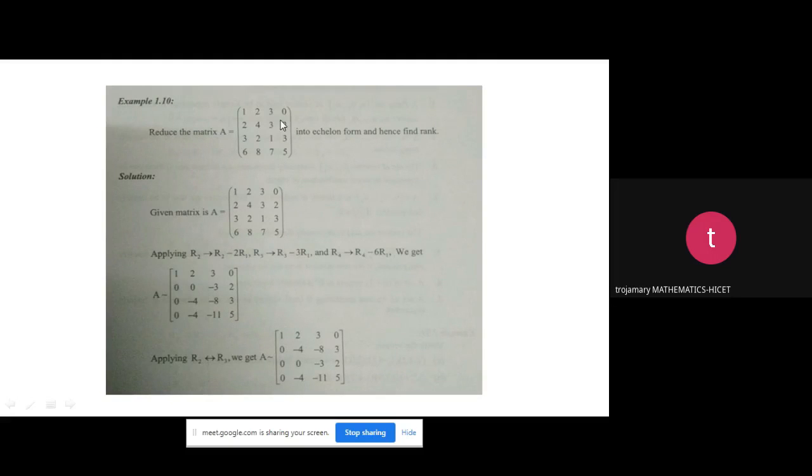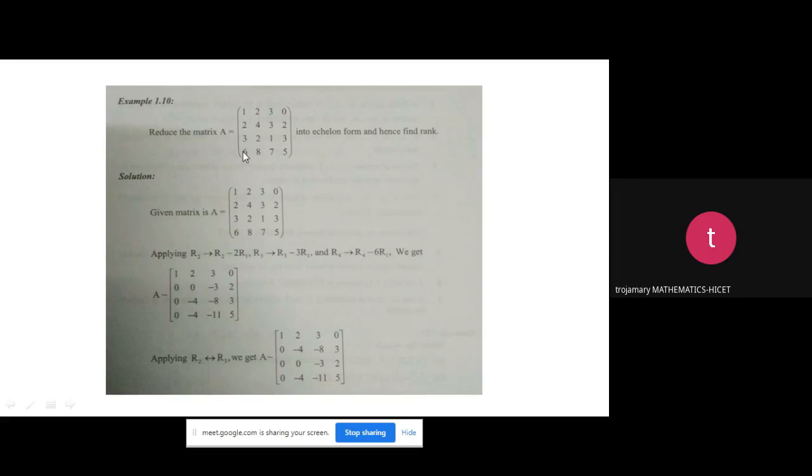Okay, so already we have seen one example. This is the second example. The first row is 1, 2, 3, so you just keep it as it is. Now consider the second row. You have to reduce the 2 to 0. In the operation, R2 equals R2 minus 2 R1, since the first element of R1 is 1. Similarly, in R3 the first element is 3, so R3 equals R3 minus 3 R1. Similarly, the fourth row, first element is 6.